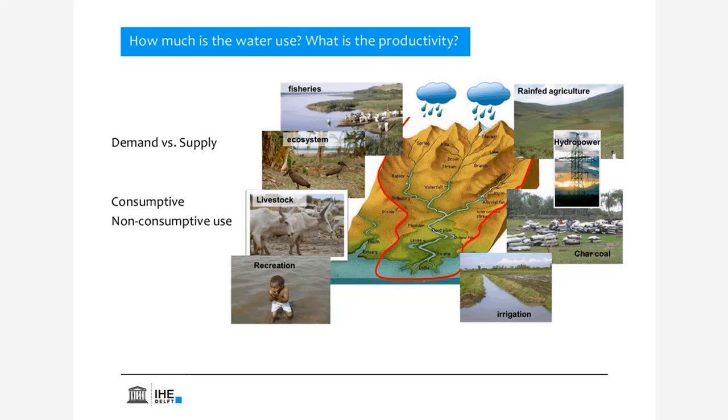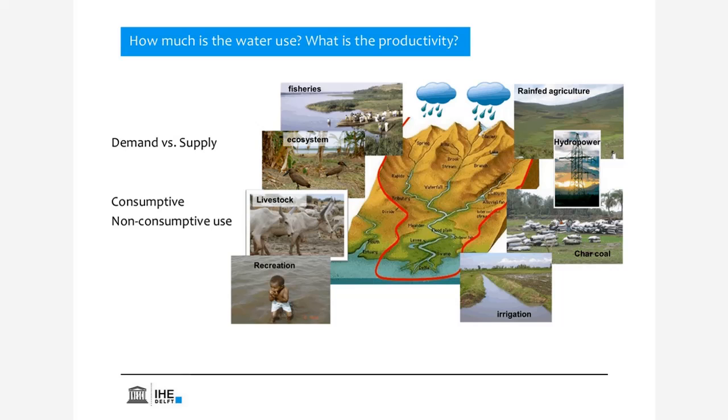We have usually the issue where demand and supply are not necessarily in balance. So when the system is not in balance, your demand is higher than your supply. So you have to find a way to balance this and decide on which sector will take how much water. How much water is used by fishery, by rain-fed agriculture, irrigated agriculture, and so forth.